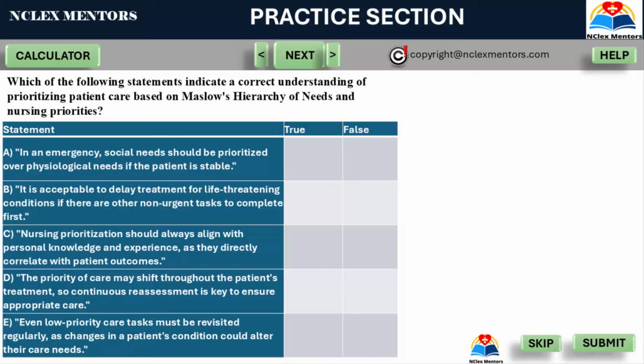D. The priority of care may shift throughout the patient's treatment. So continuous reassessment is key to ensure appropriate care. E. Even low-priority care tasks must be revisited regularly, as changes in a patient's condition could alter their care needs.